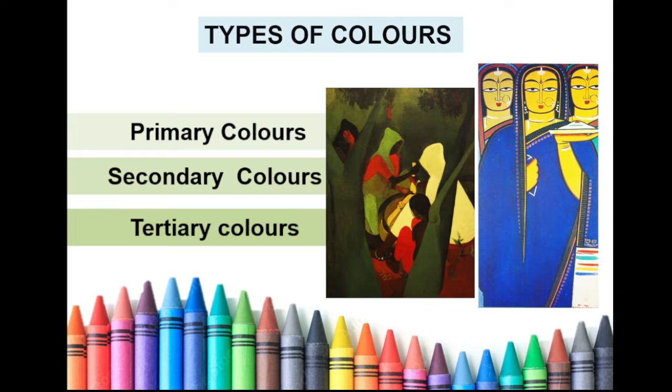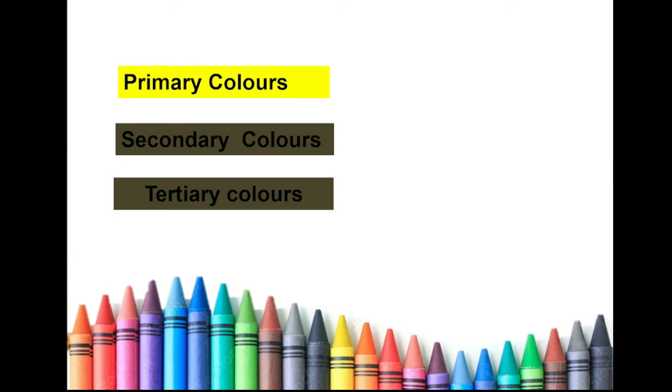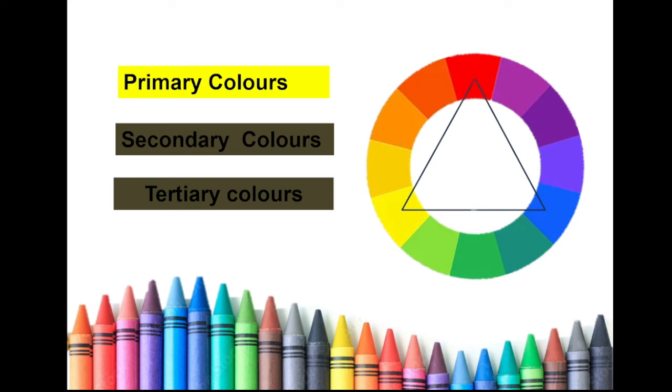Now, coming to the classification of colors, there are three types of colors: primary colors, secondary colors, tertiary colors. First category we have primary colors. Basically, these colors are the first and most essential of all colors. Red, yellow, blue are the primary colors.